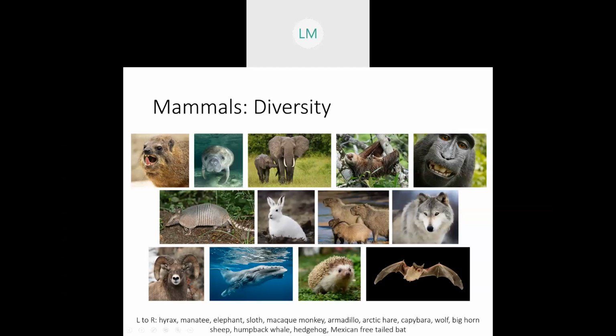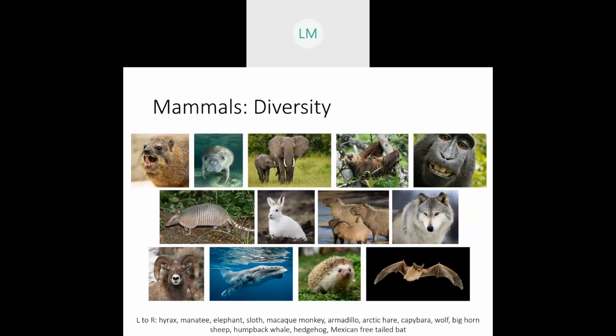We've got things like sloths and primates, right? Humans are in that group of primates, but within the primates, you see this division between monkeys and apes, right? Things that have tails, things that don't have tails. We've got armadillos, our lagomorphs, or our rabbits. These are not rodents, they are a different kind of skeletal structure there. We've got rodents. So these are capybaras, the largest rodent species that we have.